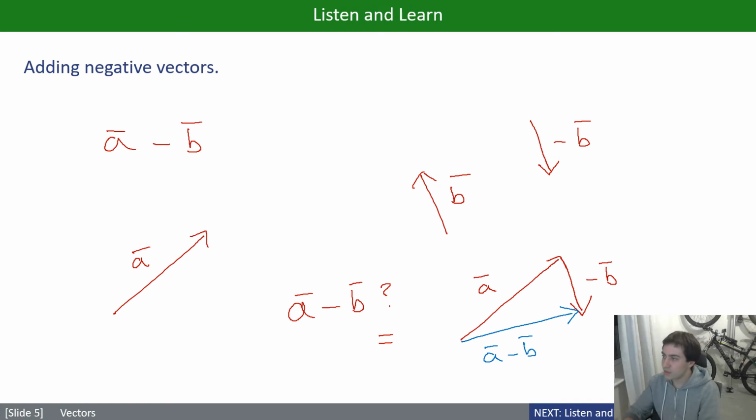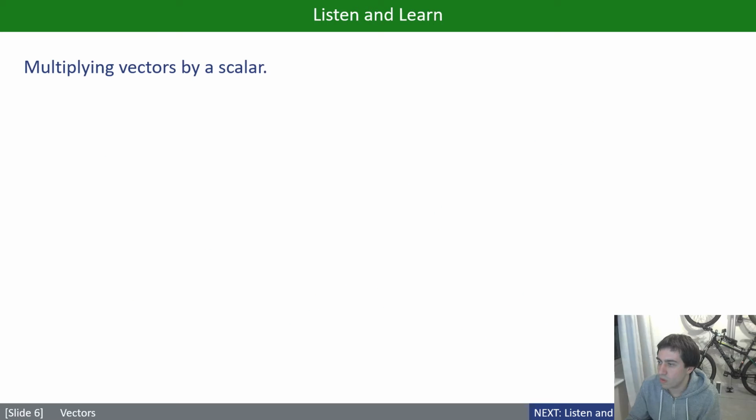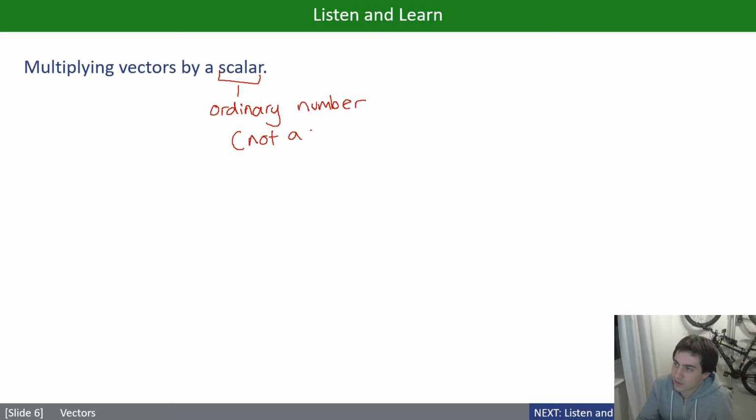Again, we've not used any numbers. The geometry of how this works is what we want to understand first. And this idea of the negative of a vector being the opposite direction is very important because you're going to be adding and taking away vectors quite a bit. And then multiplying vectors by a scalar. In this case, scalar just means an ordinary number, as opposed to a vector. In other words, not a vector. Because we've got numbers and we've got vectors, and we tend to refer to that as scalars and vectors.